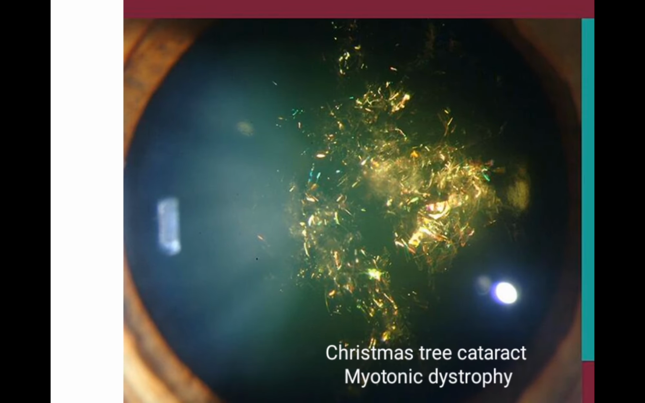We are now coming to the cataract images. This is the image of Christmas tree cataract. Christmas tree cataract is seen in myotonic dystrophy.